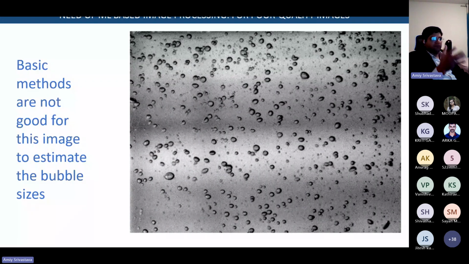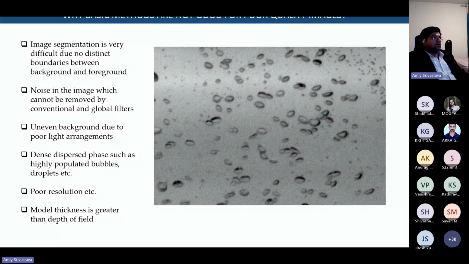But sometimes we get this type of image quality, and Dr. Dinda should be very much familiar with this image. This is a very poor quality image, I would call it, because you see the background is also not that good. So it is very difficult to segment this image. For that, we have to use machine learning techniques. Image segmentation is very difficult due to no distinct boundary. Somewhere the foreground is gray and the background is also gray.